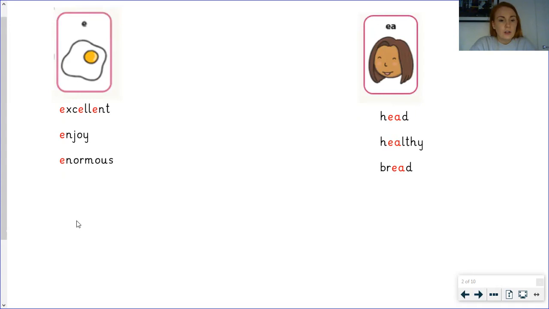Enjoy, enjoy, and enormous. That makes those triangle makes an us sound. Enormous. And again, so this is a nice and easy one. Head, head, healthy, bread. Okay, I will keep switching those words, just to expose you to some of these digraphs in different words.